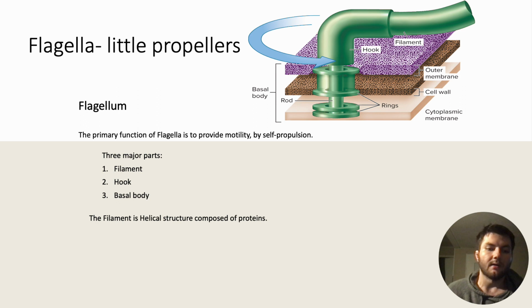So talking more about motility, the flagella, or little propellers, are what help the cell, or the bacteria, move. The primary function of flagella is to provide motility by self-propulsion. In the top right-hand corner here is a picture of what one looks like. There are three major parts: the filament, the hook, and the basal body, and you can see where those are labeled. The filament is a helix structure composed of proteins.